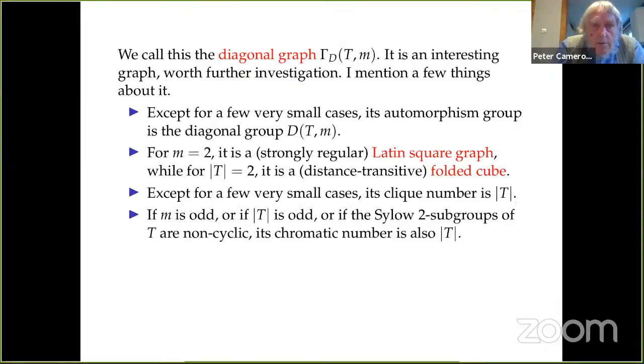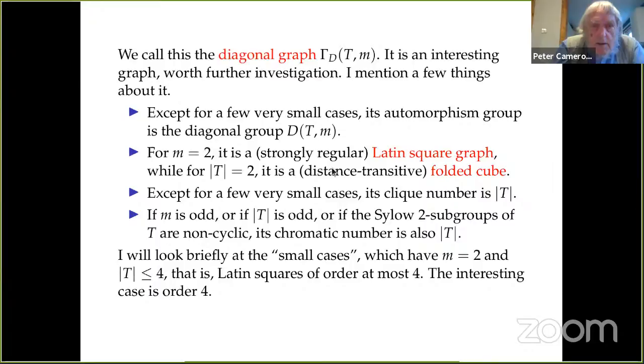So we know a few things about it. Its automorphism group is the diagonal group. For m equals 2, it's what's known as a Latin square graph. This is a very prolific family of strongly regular graphs, if you know about these things. If the group is the cyclic group of order 2, we get another well-known graph called the folded cube. So this is a distance transitive graph. And that comes up in the case where the group has order 2.